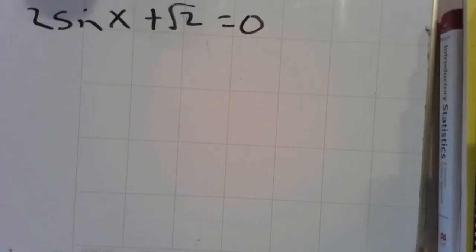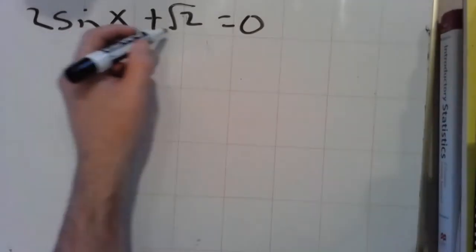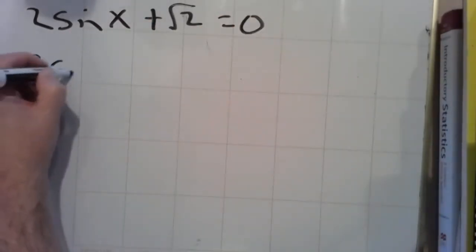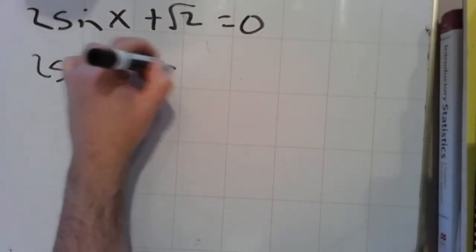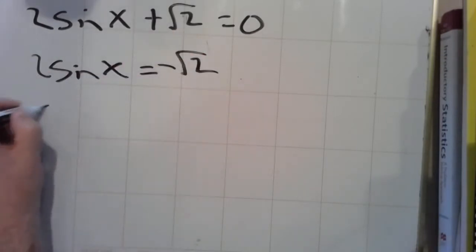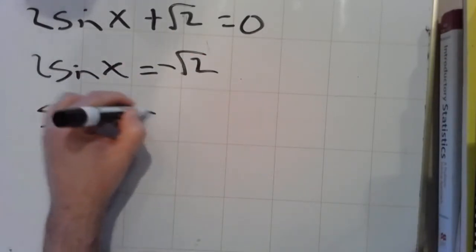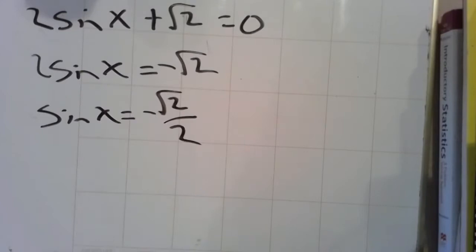Okay, let's solve this trig equation. First thing we want to do is isolate our trig function. So get that root 2 over to the other side. Divide by 2. Sine of x equals negative root 2 over 2.